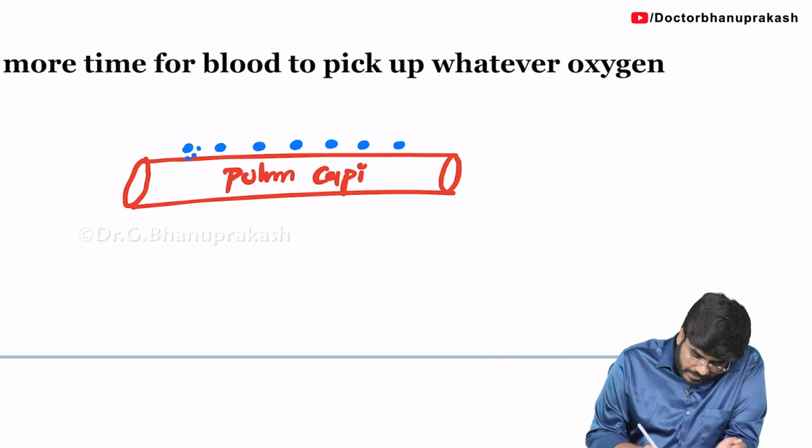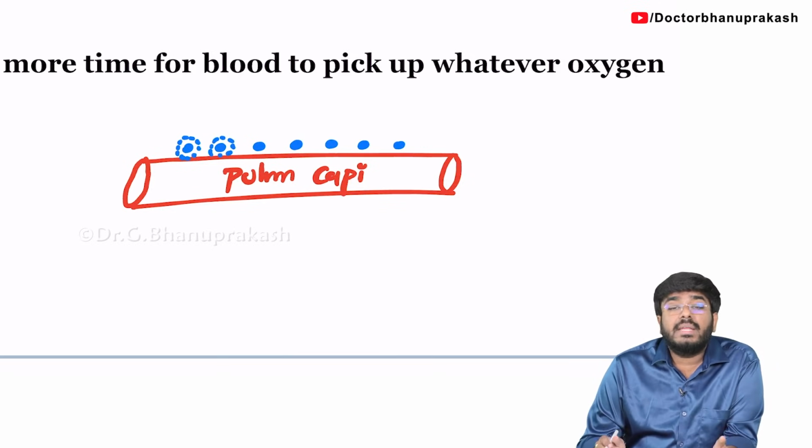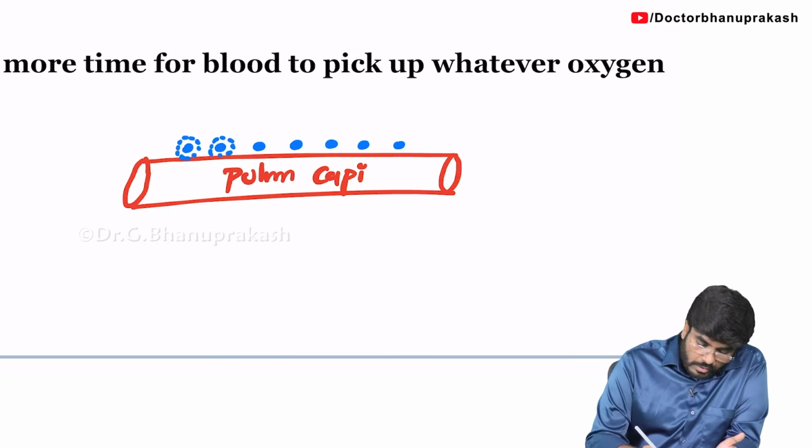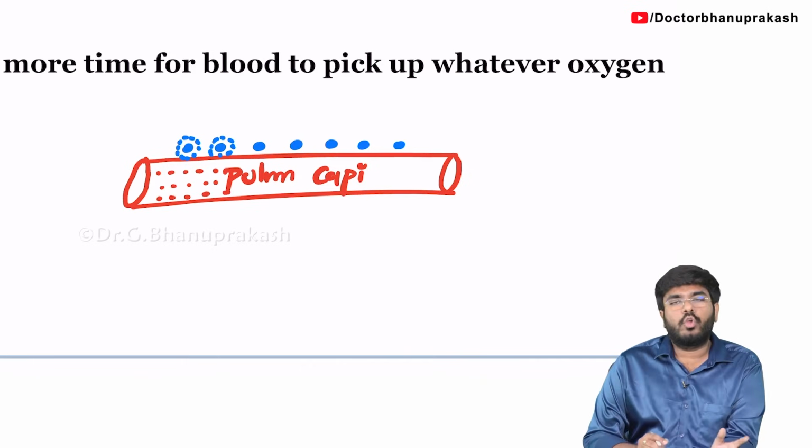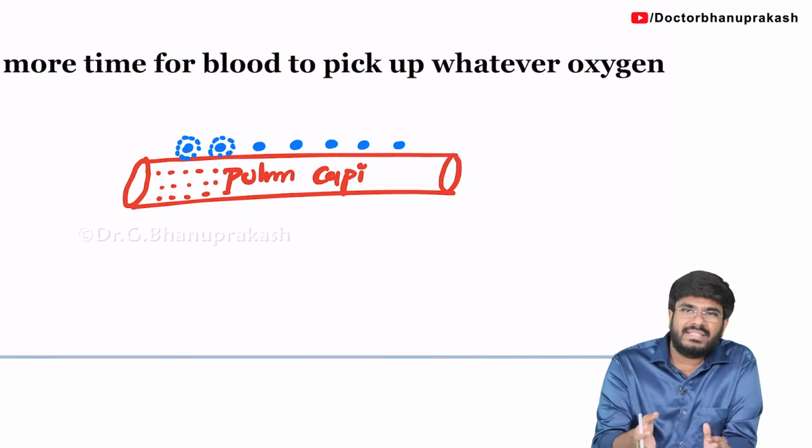If it is a receptor, definitely it should be sensing something. What will it sense? It's always sensing if there is any pulmonary congestion or pulmonary edema. Is the blood flow normal or not? Is there any stasis? Is there any pulmonary edema?